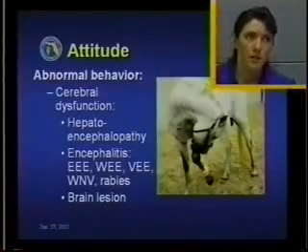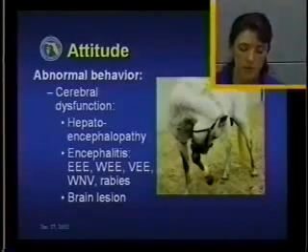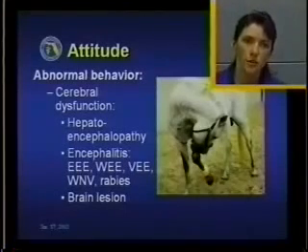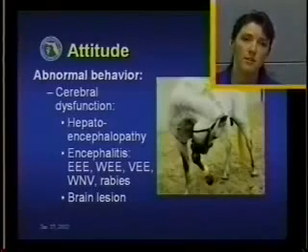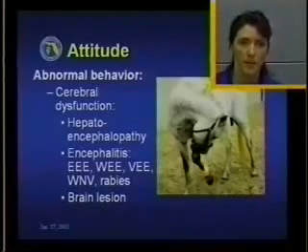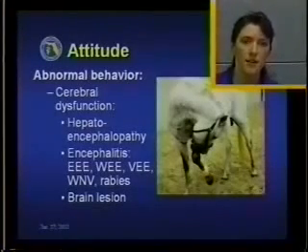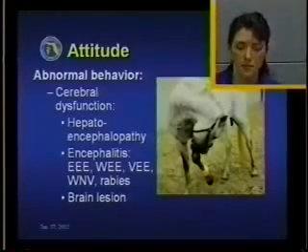Abnormal behavior most commonly is the result of cerebral dysfunction. And in adult horses, one of the very common causes of cerebral dysfunction will be hepatoencephalopathy, and this is caused by severe liver dysfunction.